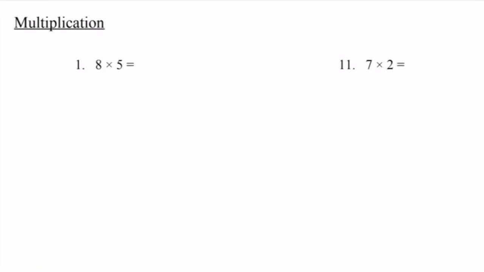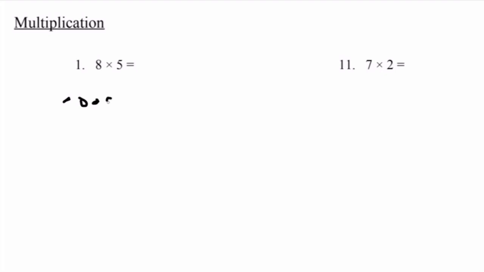Third topic is multiplication, and it's asking us to multiply the numbers below. Number 1, it gives us the equation 8 times 5. 8 times 5 can also be referred to as 8 groups of 5. Let's draw it out so it's easy for us to solve.